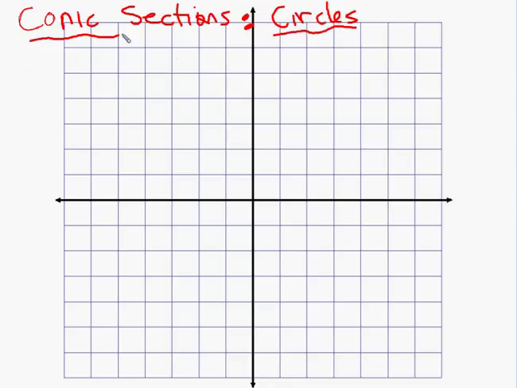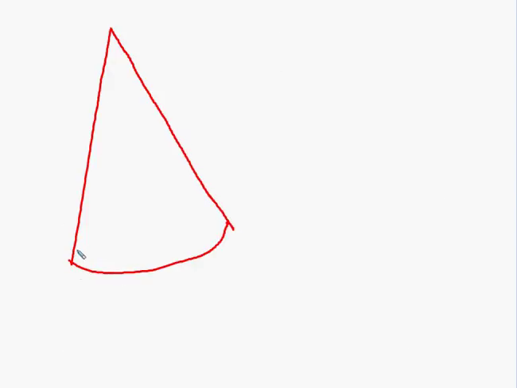I'm going to introduce you to things in a different order than your book introduces it, just because I can. But it will make our lives easier as we get towards the end of the chapter. Now, what is a conic section? That's going to be the first thing. Well, picture a cone, and I'm going to start slicing that cone in all sorts of different ways.